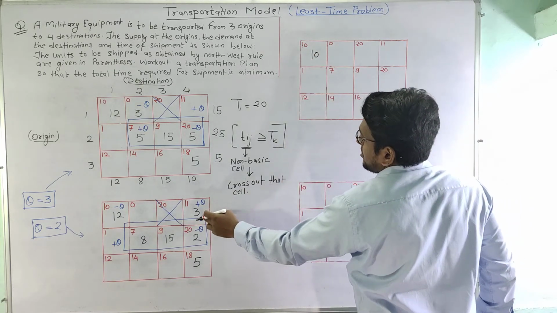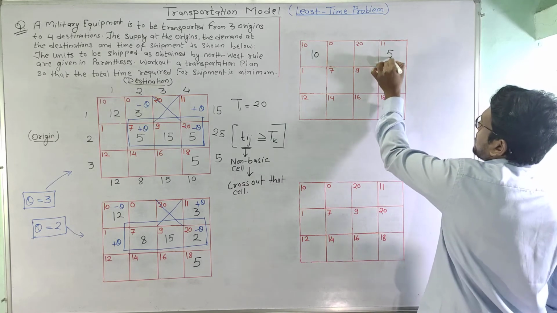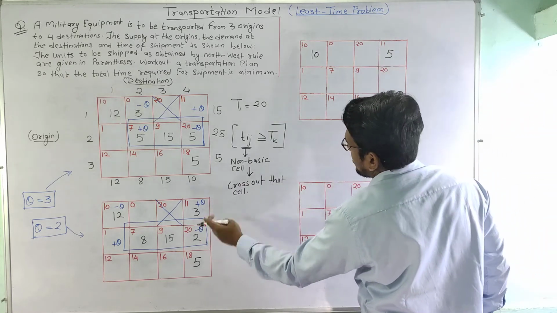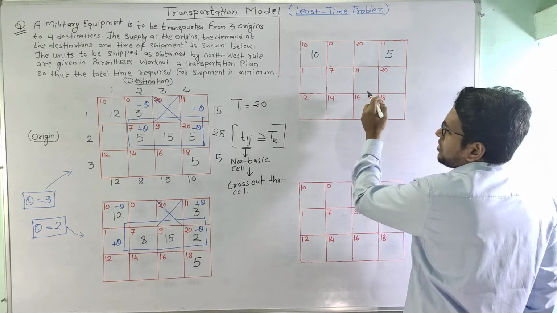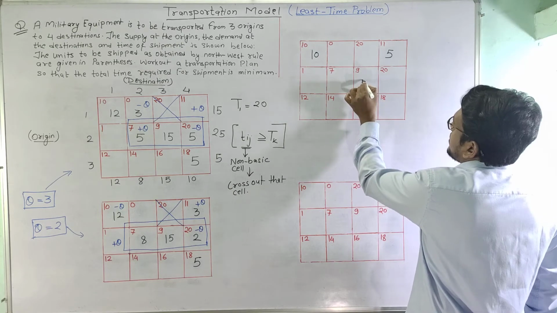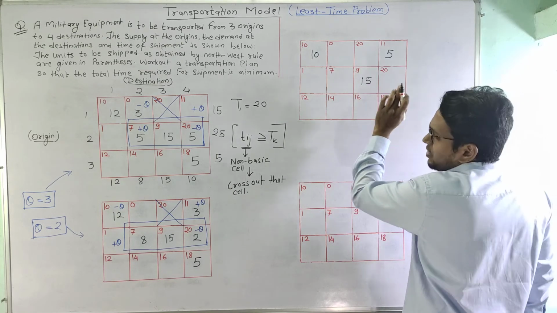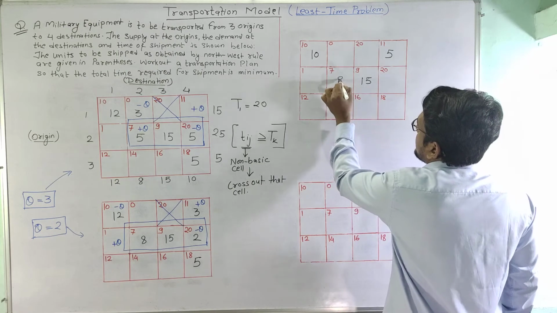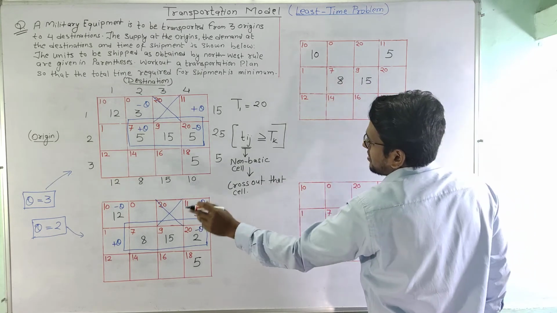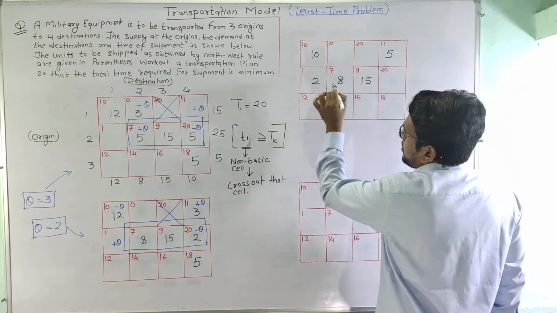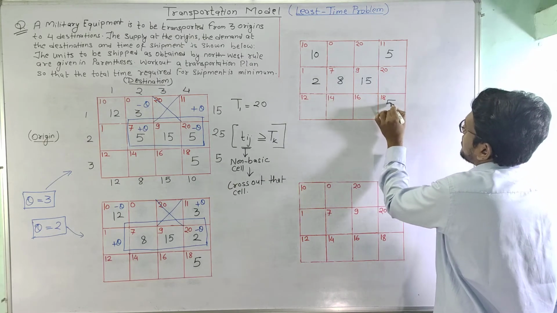This is 3 plus 2, which is 5. This is 2 minus 2, which is 0. Okay, 0. This is 15. 0 means no allocation. This will be 8. Okay, plus theta, that means plus 2. So 2 will be here and 5 will be here.